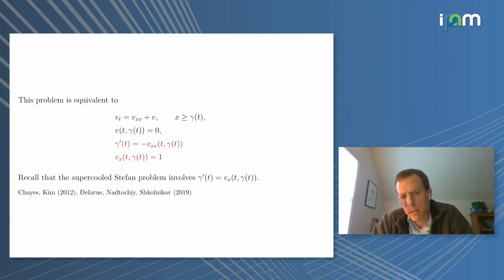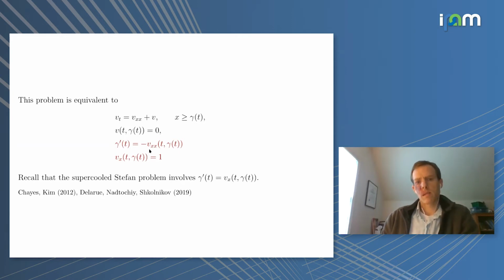So it's interesting to compare that to the well-known Stefan problem, which also involves the heat equation. In that case, the flux condition, or the free boundary velocity, is proportional to the derivative of V rather than the second derivative. But like the so-called super cooled version of the Stefan problem, here the free boundary is moving into the mass rather than away from it, as in the regular Stefan problem.